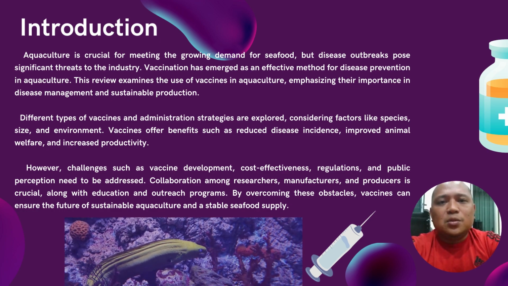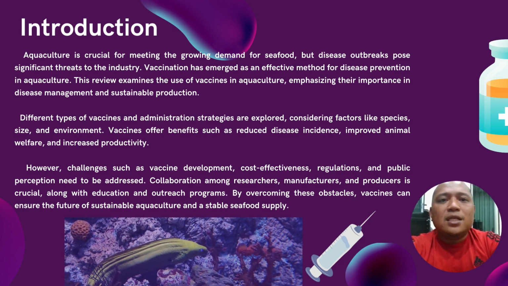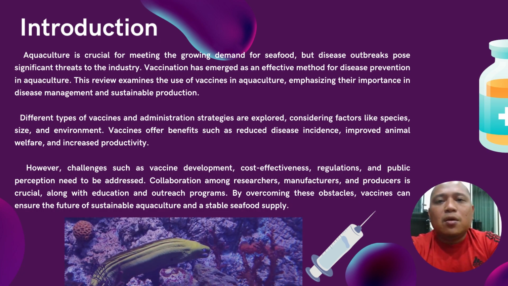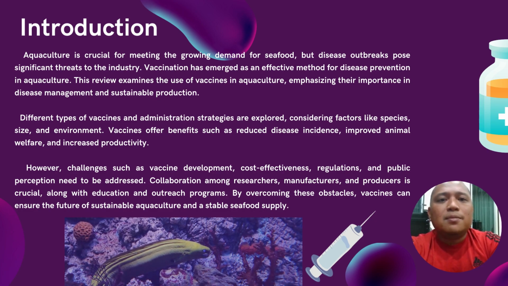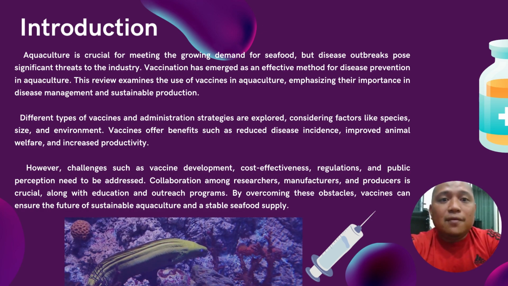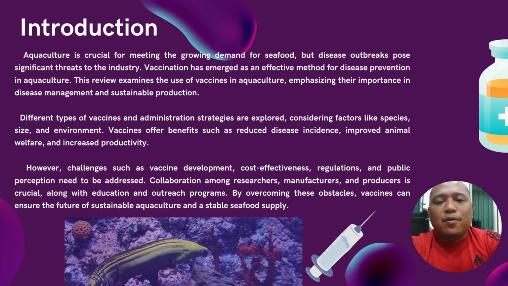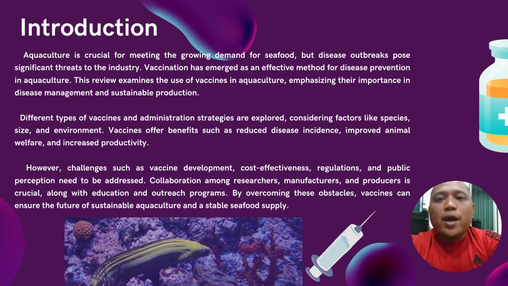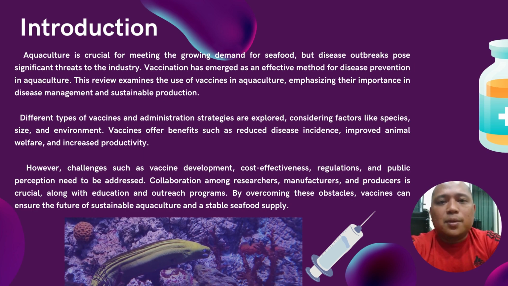Aquaculture vaccination is crucial for disease prevention and sustainable production, offering protective immunity to farm organisms and reducing economic losses and environmental impact. However, challenges such as vaccine development, effectiveness, regulatory framework, and public acceptance must be addressed to promote wider adoption and successful implementation.